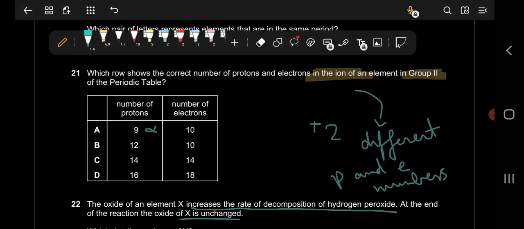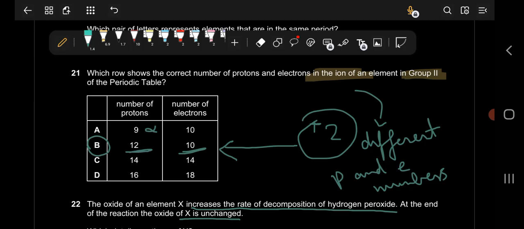Yeah, this one's correct. An ion of plus 2 charge, okay? Plus 2 charge means that it is deficient of 2 electrons. So over here you see it's 12 and it's 10. 10 means that it is deficient of 2 electrons, okay? So the answer is going to be B.